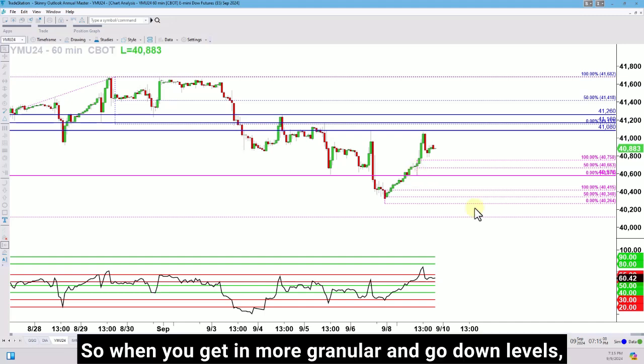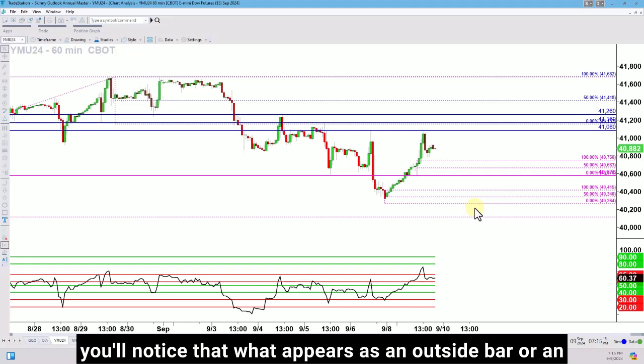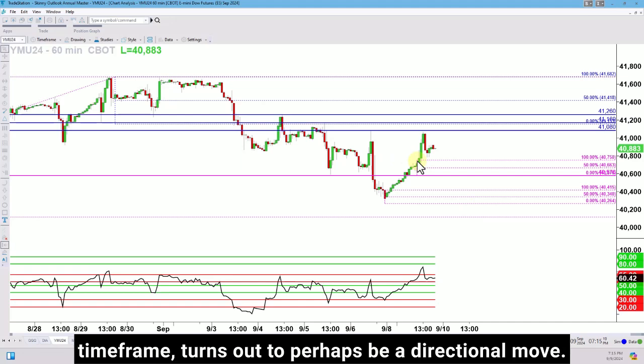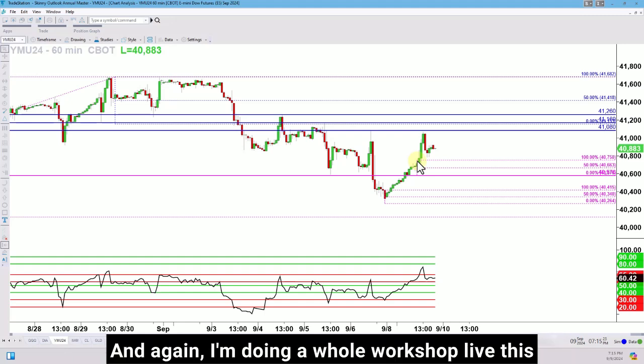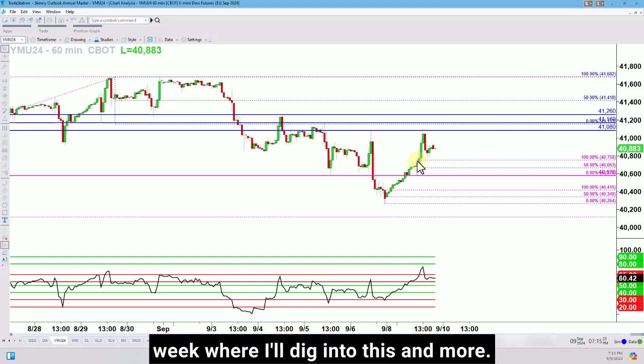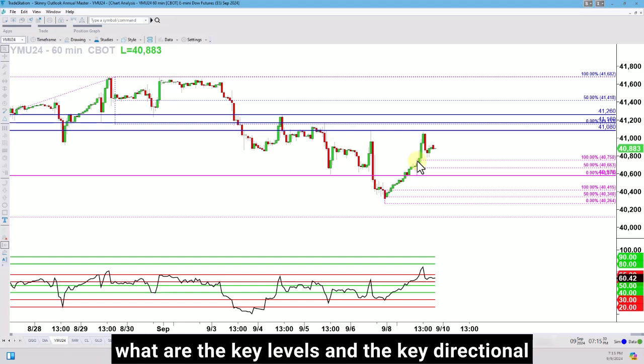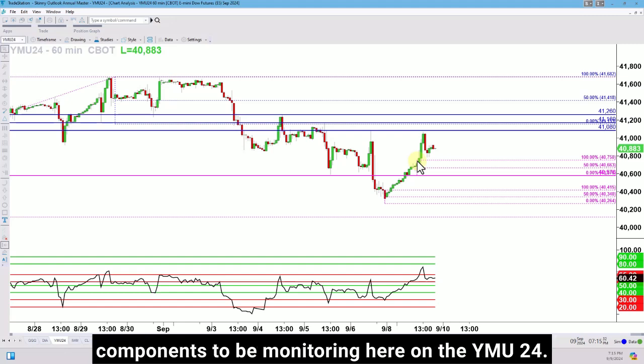So when you get more granular and go down levels, you'll notice that what appears as an outside bar or an inside bar on one time frame, if you go to a lower time frame, turns out to perhaps be a directional move. And again, I'm doing a whole workshop live this week where I'll dig into this and more. We'll look at live charts with it and everything. I just want to give you a sense of what are the key levels and the key directional components to be monitoring here on the YMU24.